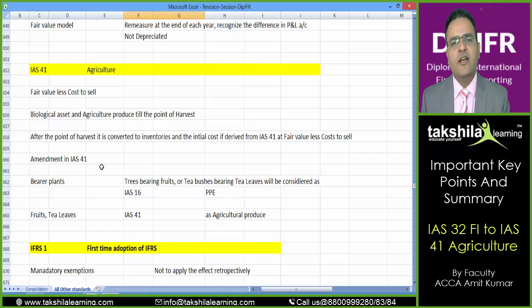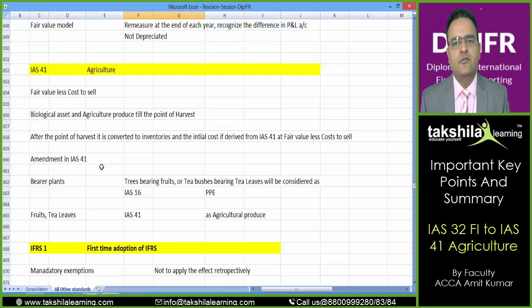There was an amendment in IAS 41 agriculture that fruit bearing plants like tea bushes or orchards, they are fruit bearing plants. Now, fruit bearing plants will be subject to valuation under IAS 16 property, plant and equipment. Now, if there is a tea bush, the tea bush will be covered under IAS 16 property, plant and equipment, but leaves are considered agricultural produce. They are fruits of leaves.